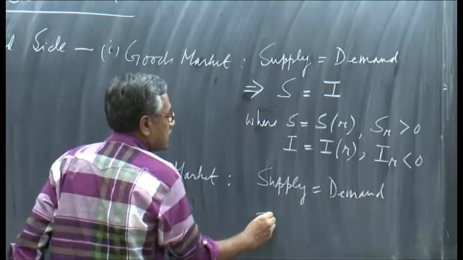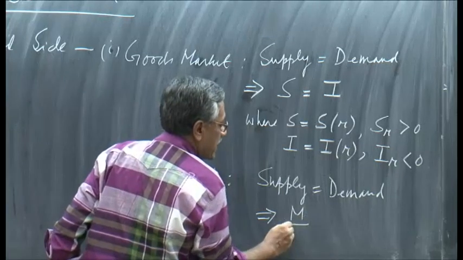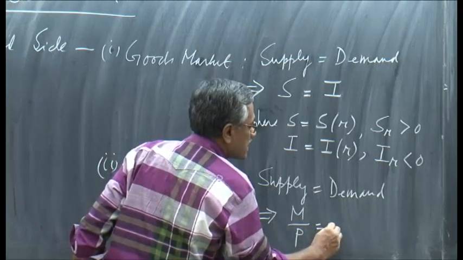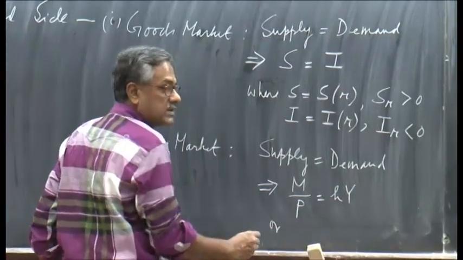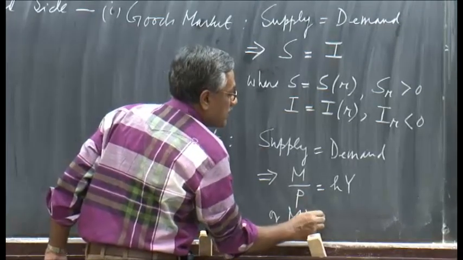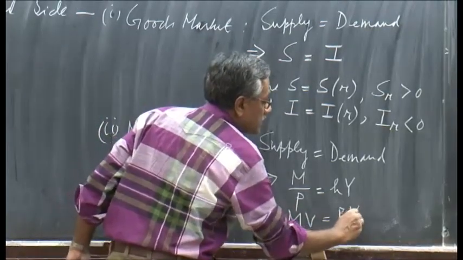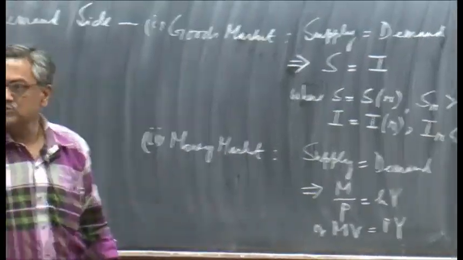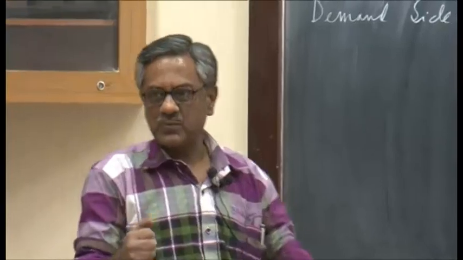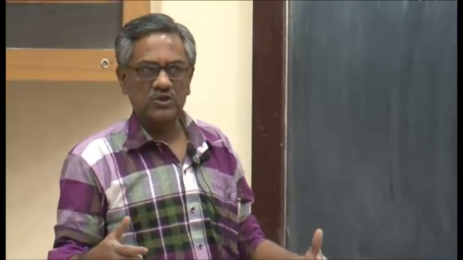Supply equals demand implies that the real supply of money, M over P, is equal to the transaction demand for money, HY. Or I wrote another equation from this, MV is equal to PY, where V is the velocity of money. MV is equal to PY. This also I wrote, that the total effective supply of money is the money supply that the Reserve Bank has printed and circulated in the economy times the velocity of money.